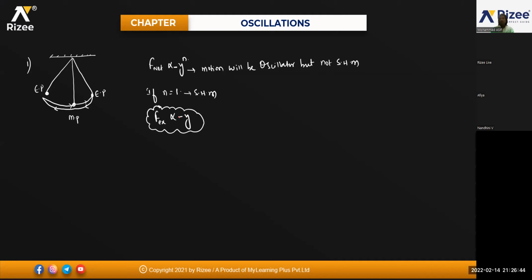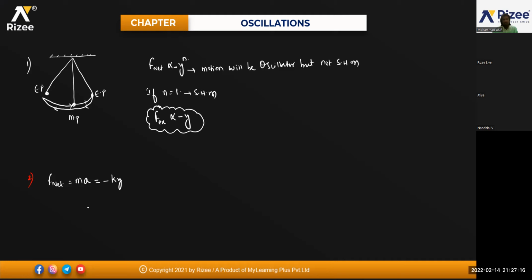Sure. If I'm writing Newton's second law, beta, from this one, see here. F net is equal to mass into acceleration. And this will be directly proportional to, if I remove the proportionality constant, we'll get some constant, that is minus k into y.